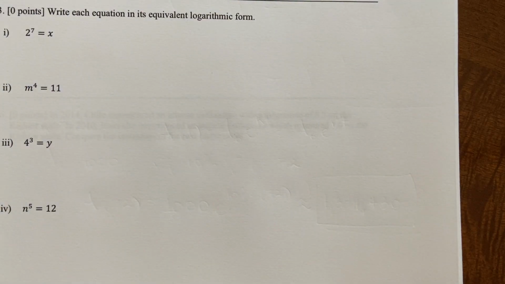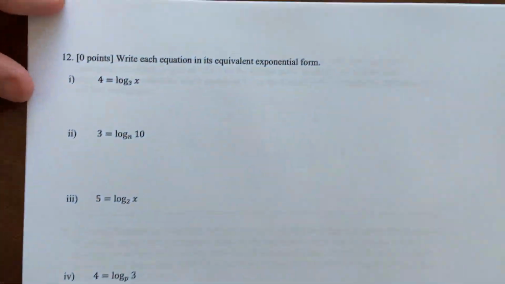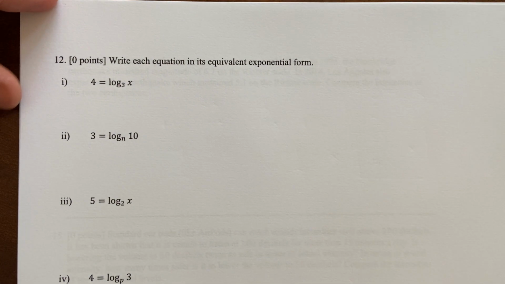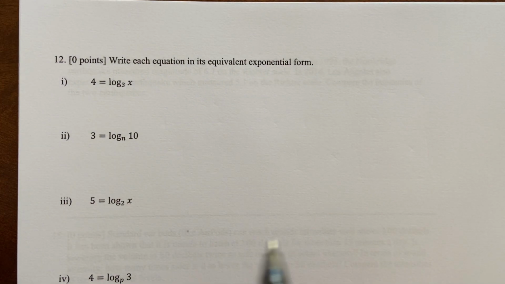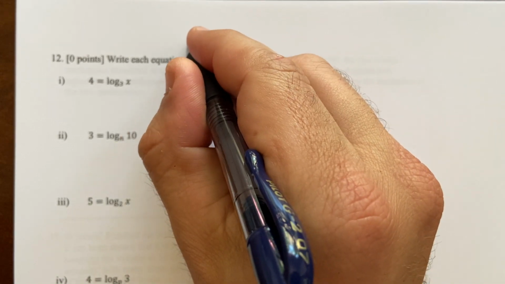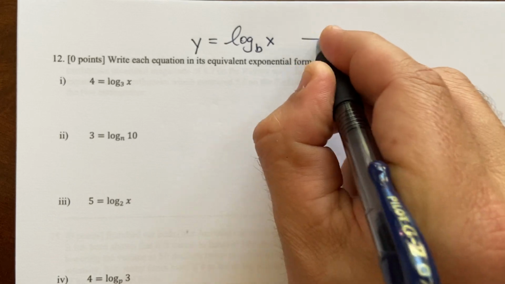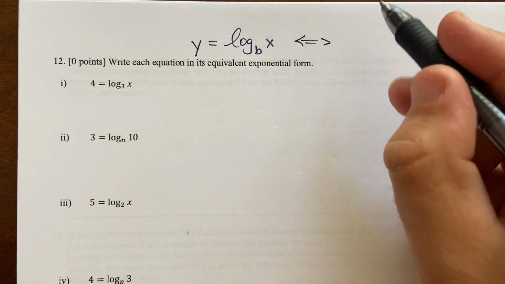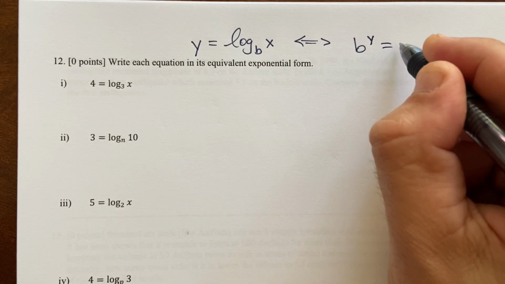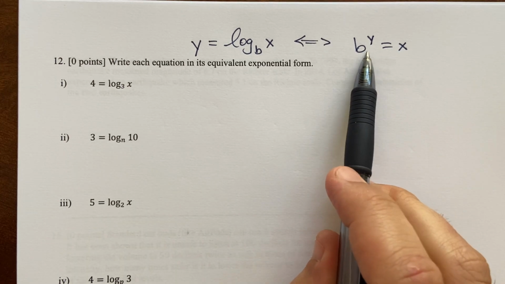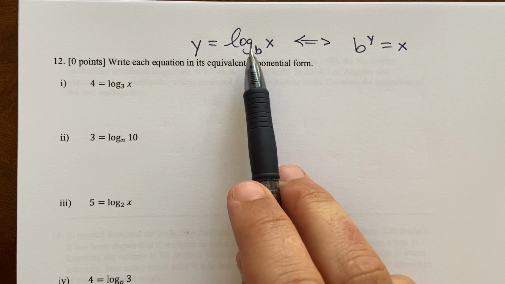All right, moving on. Write each equation in its equivalent exponential form. So yeah, we had this connection that said if you have y equals log base b of x, then that's completely the same as b to the y equals x. So this is the exponential way of saying this. This is the logarithmic way.